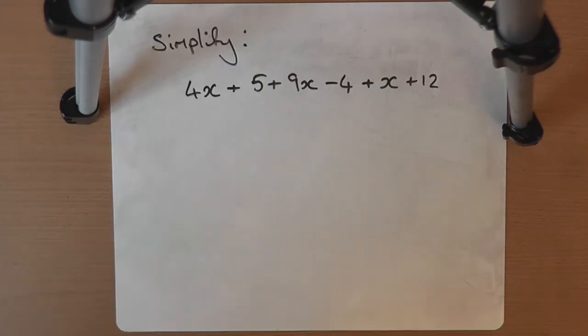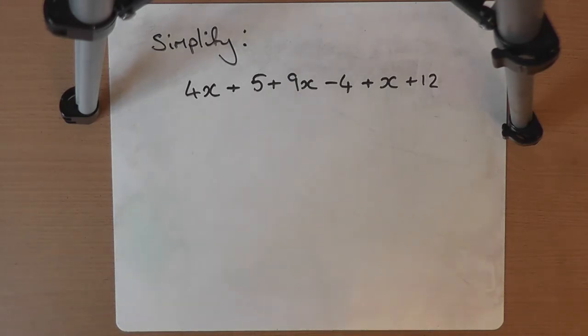Let's have a look at an example and see how this might work. And we'll jump straight in with a reasonably complicated looking question. And this question goes simplify and then a load of different bits of algebra. 4x plus 5 plus 9x take 4 plus x plus 12. And there's quite a lot going on there. You can see why we might want to simplify this, because there's a lot of stuff there.